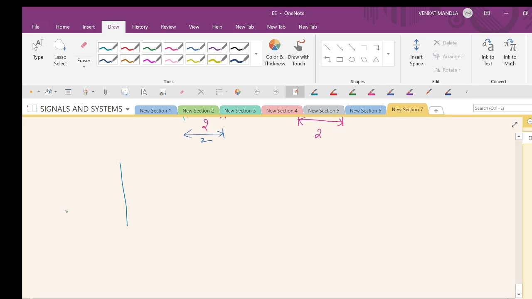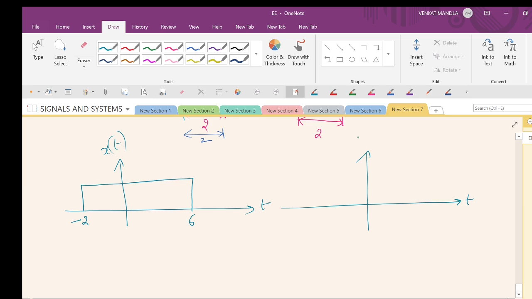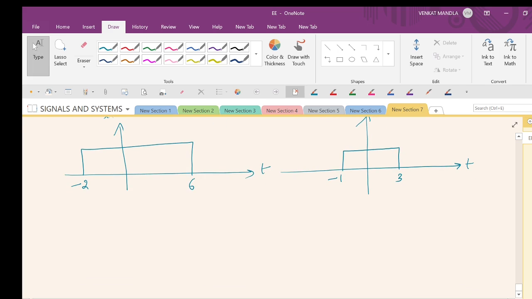Let's say this is x of t, from minus 2 to, let's say, 6. This is h of t. Let's say this is minus 1 to 3. Okay. Then the convolution.